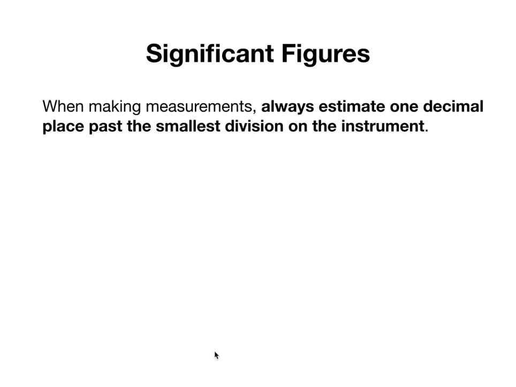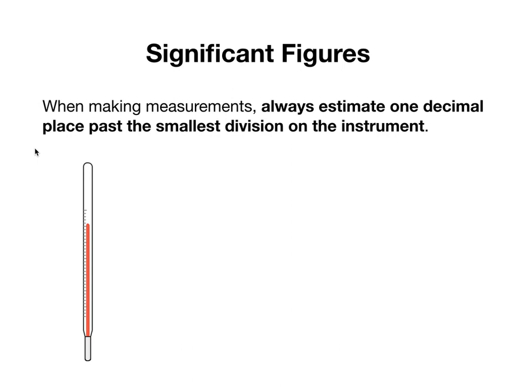Remember what the guideline is. This is a very important sentence right here. When making measurements, always estimate one decimal place past the smallest division on the instrument. So the first thing you want to do is find the smallest division on the instrument, and then you want to estimate one decimal place past that when you're making a measurement, okay?